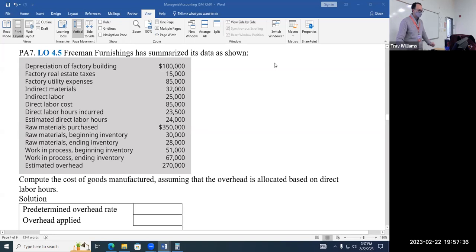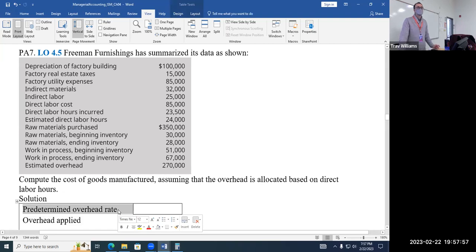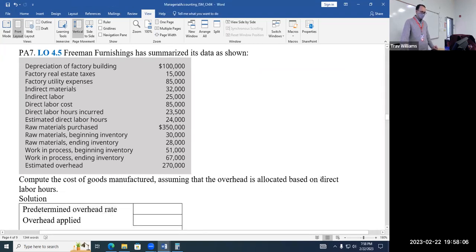Problem 7. Okay, so we've got a whole bunch of data here. We have to calculate cost of goods manufactured, and overhead is based on direct labor hours. So the first thing we need is the overhead rate. Here they call it predetermined overhead rate. It's the same as the overhead allocation rate. It's the rate that we're using to apply overhead. So if it's based on direct labor hours, what is it?